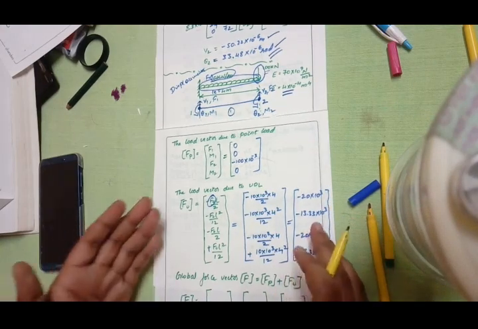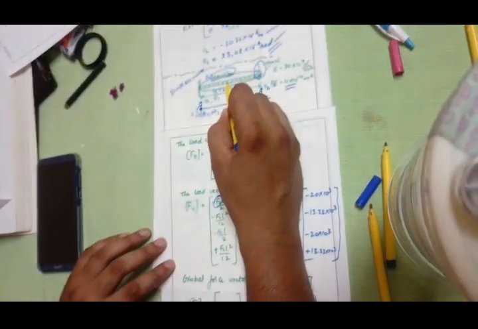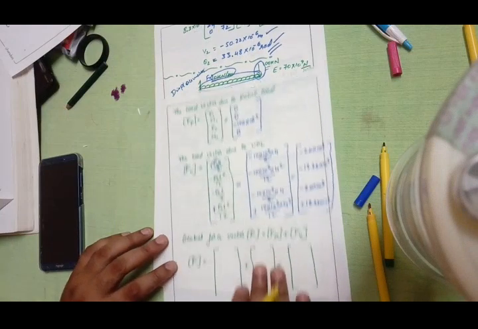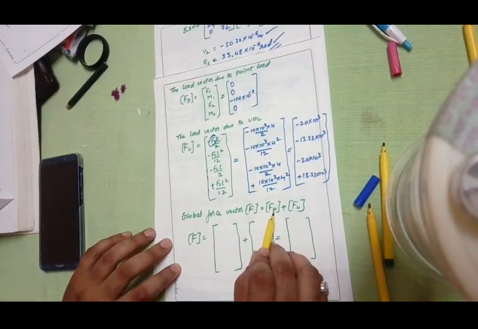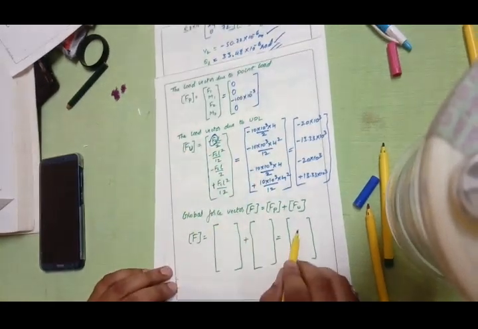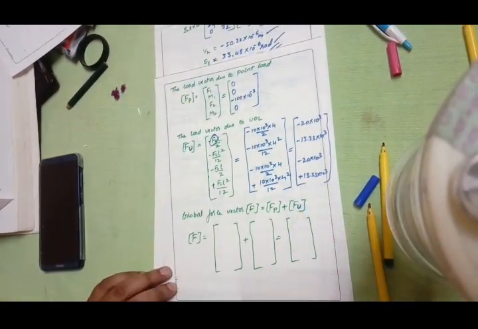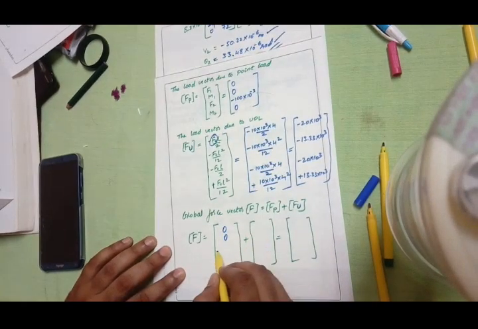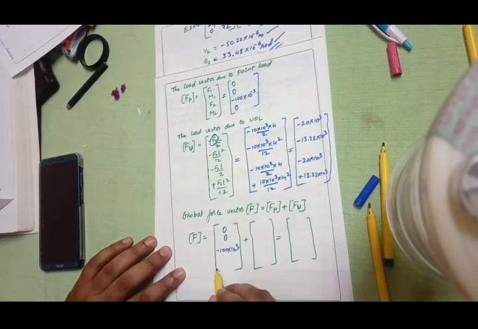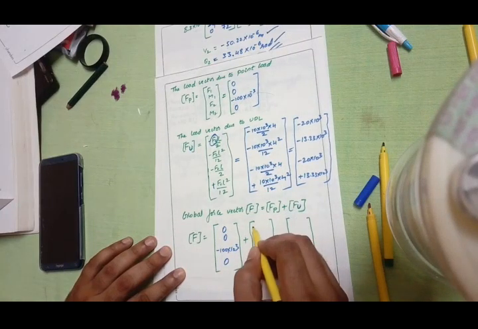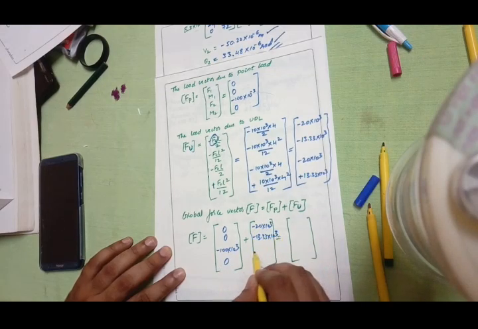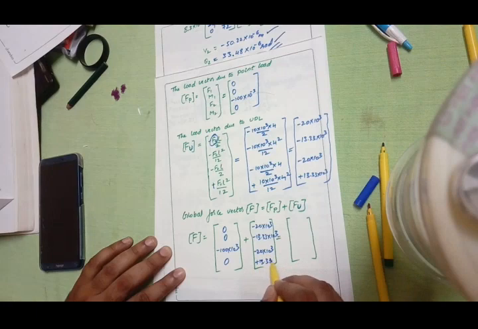Now you need to take the cumulative effect of this, because on this element you can see both UDL and point load are going to act. So you need to take the cumulative effect. FP is the force vector due to point load, or force matrix due to point load. FU is the force vector due to uniformly distributed load. I'm going to write the values as they are: 0, 0, minus 100 into 10 power 3, and this is 0. So here minus 20 into 10 power 3, minus 13.33 into 10 power 3, and minus 20 into 10 power 3, plus 13.33 into 10 power 3.